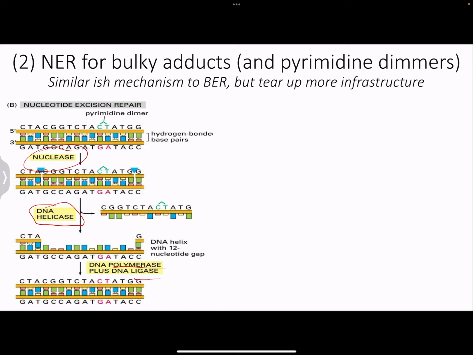One way that I remember the difference between NER and base excision repair is, well, a nucleotide is bigger. Nucleotide is the phosphate, the sugar, and the nitrogen base, and a base is just the nitrogen base. So if a nucleotide is bigger than a base, then it makes sense that NER rips off more of the lawn than the base excision. Base excision was this tactical strike. We're taking out one little base, one nucleotide. Here we're taking out several.